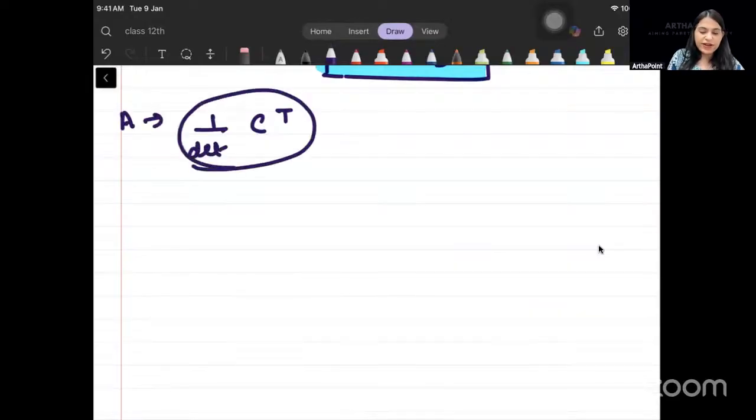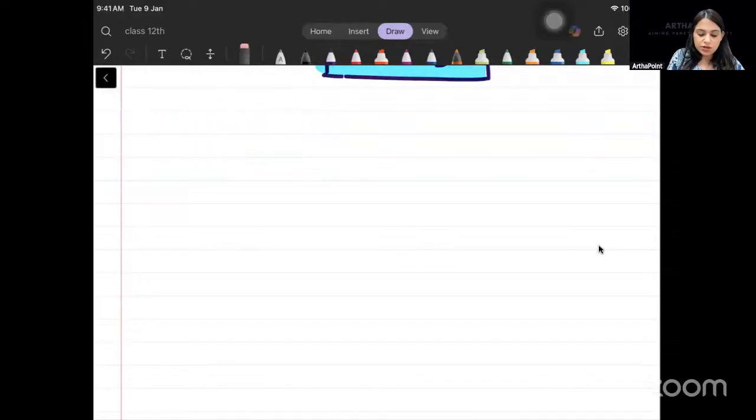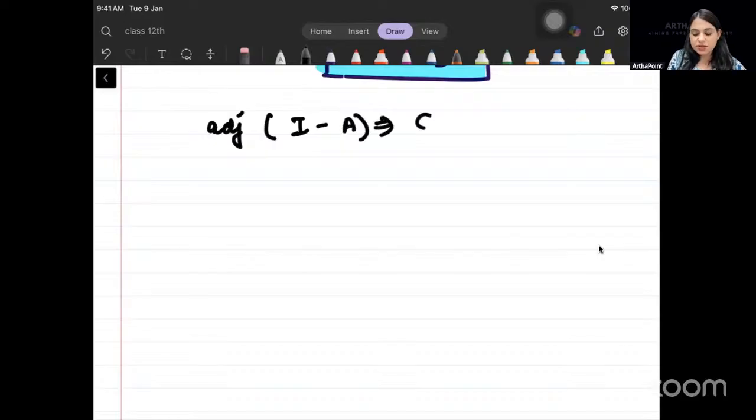So I'm trying to find this adjoint matrix कर रहे हैं. Inverse निकालने के लिए adjoint चाहिए होगा ना. So cofactor का transpose करो, call that as the adjoint matrix. So adjoint of I minus A will be nothing but the transpose of the cofactor matrix. So rows will become column.